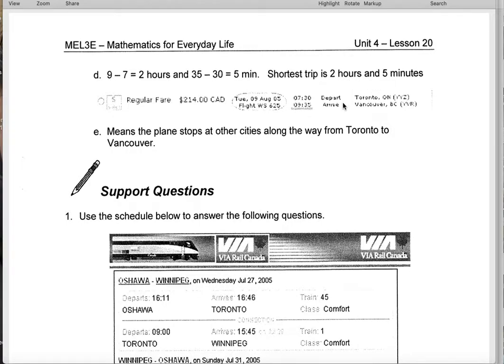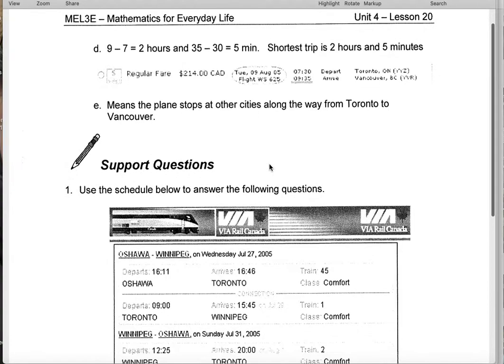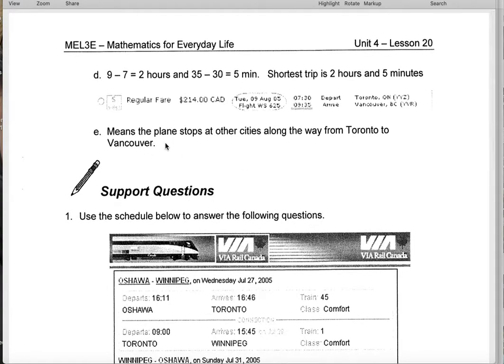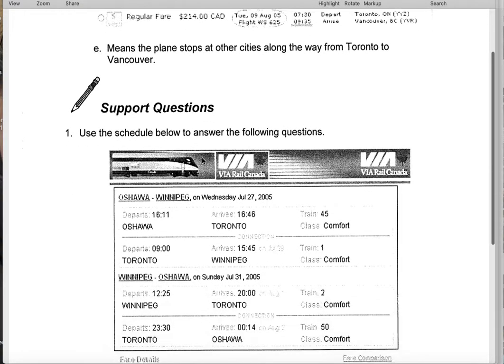So going through this a little bit quickly, because we did a lot of this type of work before March break. So again, this is just a little bit of a refresher. For part E, it means that the plane stops at other cities along the way. So this is the question that asks why there are 4 times from Toronto to Vancouver. That just means that the plane lands and takes off multiple times throughout that trip.